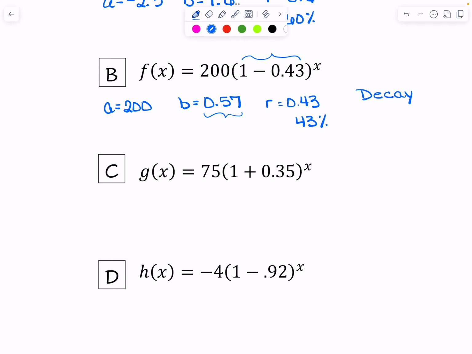Okay, question C. Our A value, or the y-intercept, is 75. B is 1.35. The rate itself is 35 hundredths, or we can write that as 35%. And since B is more than 1, this one is a growth.